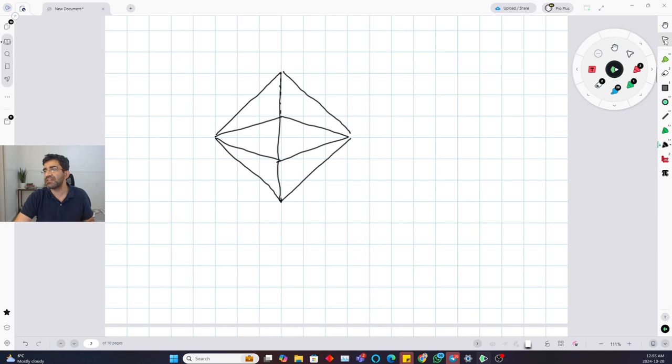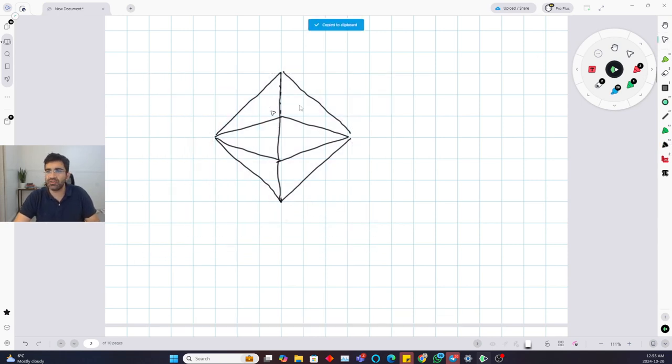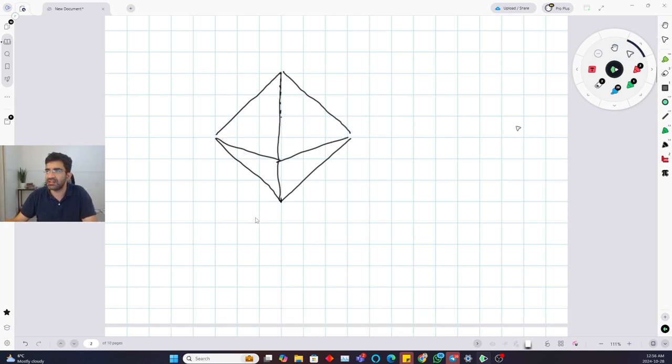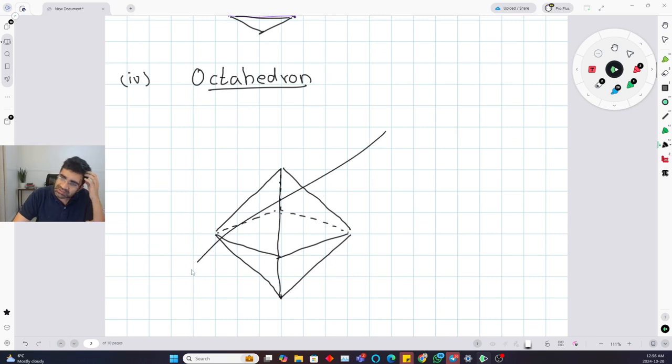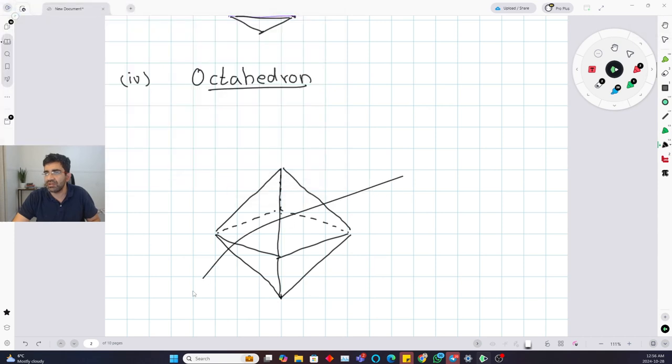It has 8 faces in total. You can count them. You can see here 4 on the front side and 4 are behind, which are not shown over here. If you want, you can draw some of those lines as dotted, especially this one and this one, because they are hidden, they are not visible. Okay, so easy octahedron.